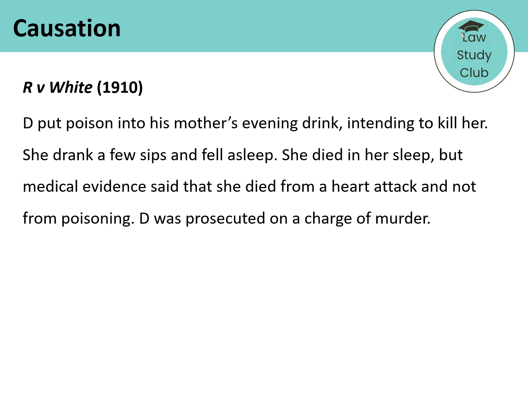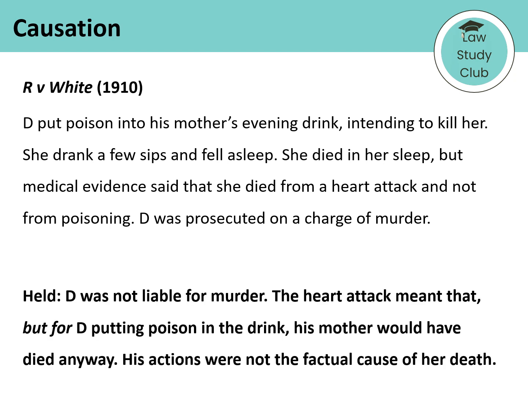Again, put the words "but for" into a sentence with White's actions and his mother's death. But for White putting poison in his mother's drink, would she have died? Here we get the opposite outcome to the decision in Paget. Because White's mother died from a heart attack, it was decided that even but for White putting poison in her drink, she would have died anyway. This meant that White's actions were not the factual cause of his mother's death and he was not liable for murder.